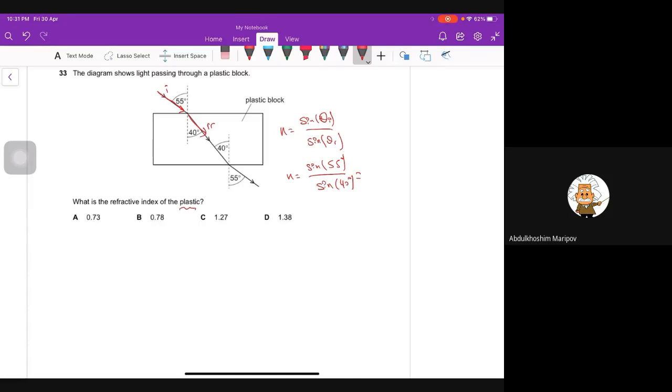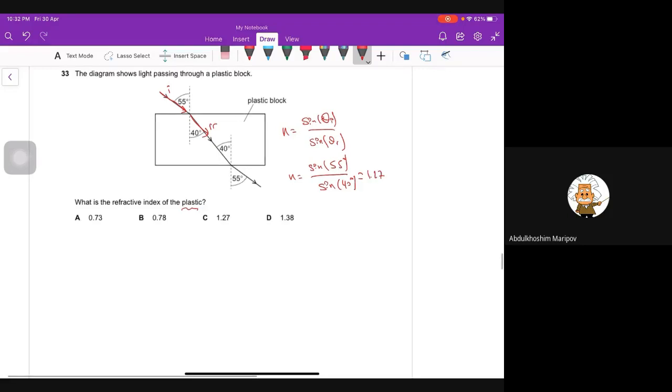Calculator is allowed, so let's use the calculator here. Sine 55 divided by sine 40, right? So this would be 1.2743. So simply 1.27, two digits, I guess. And that would be C.